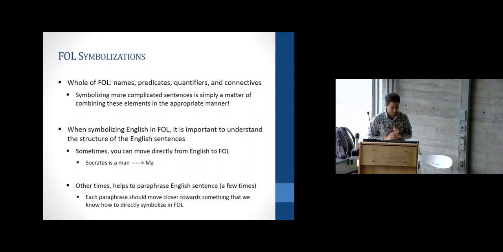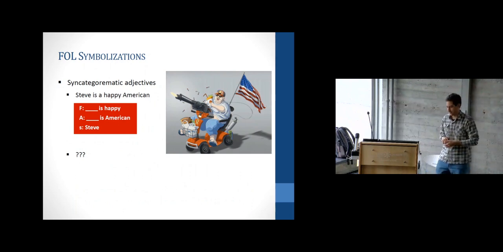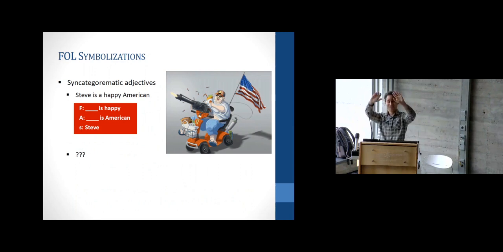But we're in logic. There's this phenomenon of, who wants to pronounce this together with me? Syntagmatic adjectives. We said it once and we're done. I'm not going to say it again. Let's say I have the sentence, Steve is a happy American. Let's say the predicate F is happy and A is American, S is Steve, the domain all humans. How would you formalize this?